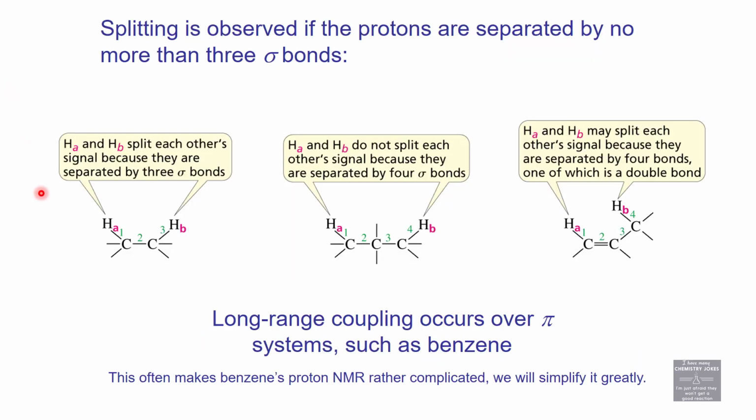So this is an image with some fancy words, but really all it's saying is if the carbons are directly connected, these protons are considered neighbors. If they're not directly connected, the protons are not considered neighbors. And this says sometimes it's more complicated than that, but yeah. In benzene, it's often more complicated than that. We'll talk about benzene specifically in a moment.